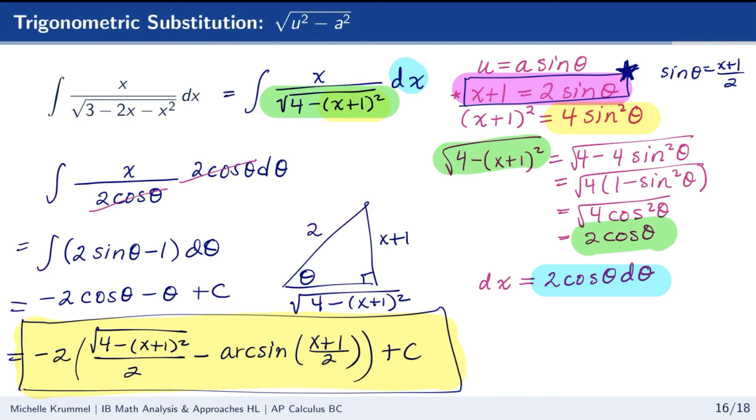This tends to be one of students' least favorite lessons in AP Calculus BC, but I think it's really cool that we can start with an integral that we have no idea how to integrate, and just by rewriting it in terms of our trig functions, turn it into something that is much more manageable.